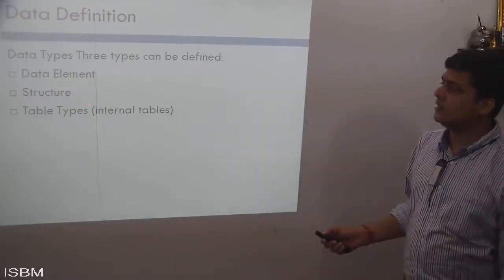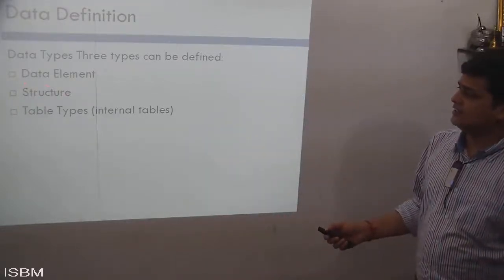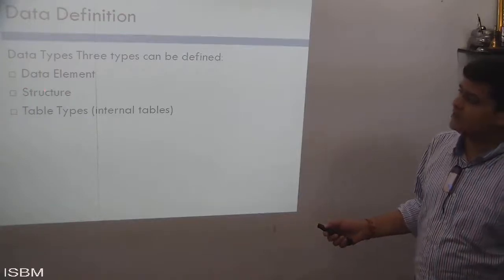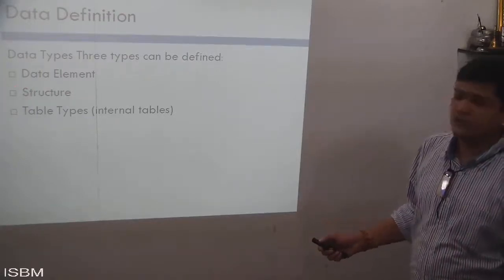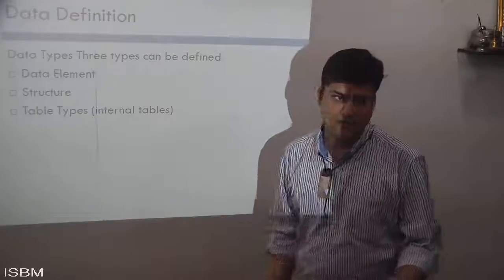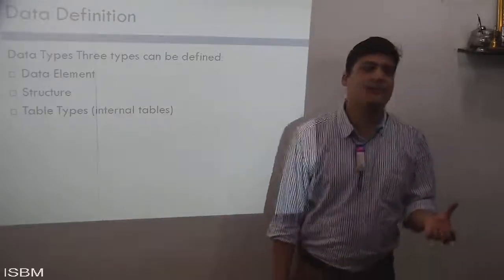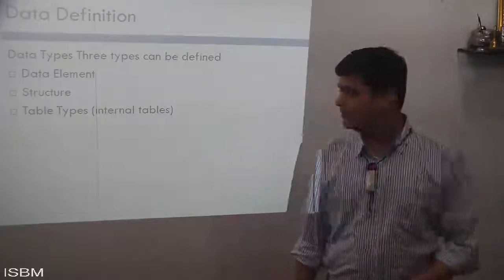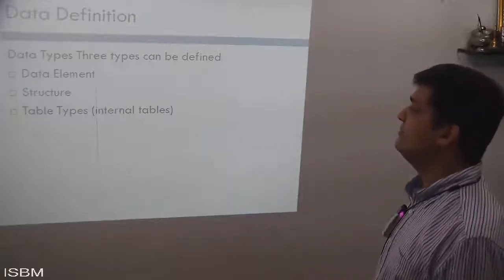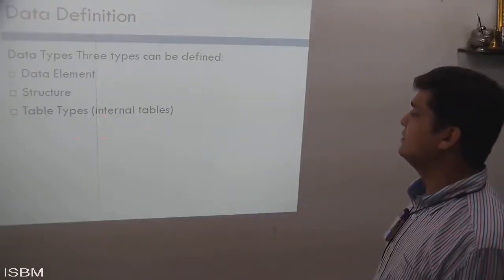Then we have a structure. A structure is a kind of table which holds no data, but we use it and declare it with the help of the TYPE statement. We will see that over there. Then table type: table type is nothing but the internal table.